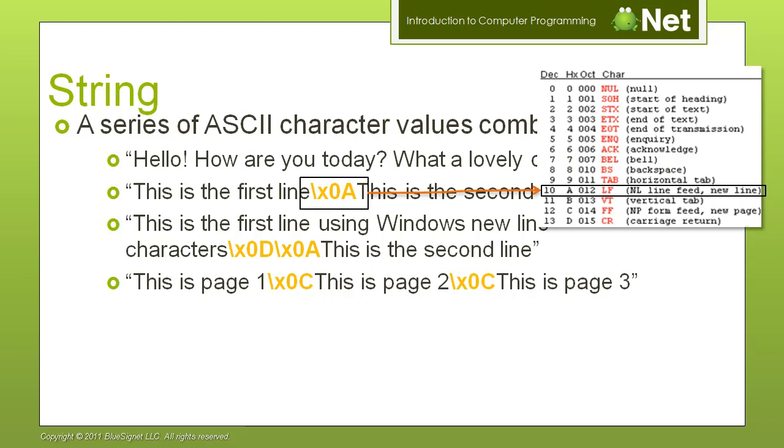In the second example, we have a line feed. When this string is printed to a console or to a screen, it'll print, this is the first line, and then it'll get to character \x0a, which is the new line, or the line feed, which is decimal 10, which is where that hex value comes from. And then it'll start printing on the next line, this is the second line.